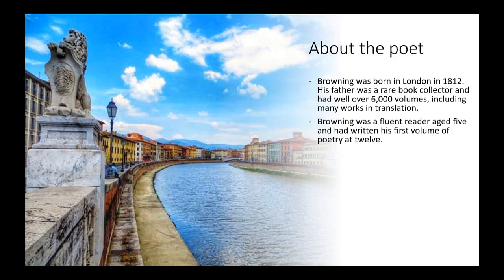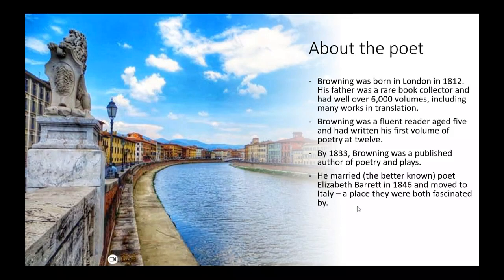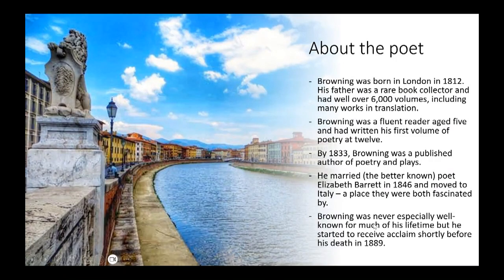He read fluently from age 5, and wrote his first volume of poetry at 12, although it wasn't published. Subsequently, in his early 20s, he was. And by 1833, he'd also published plays as well as poetry. At the time, Browning wasn't particularly well known, and in 1846, when he met and married Elizabeth Barrett, she was by far the more well known of the two. So in 1846, they moved together to Italy, a place they were both fascinated by.